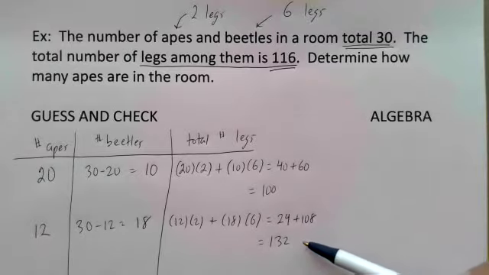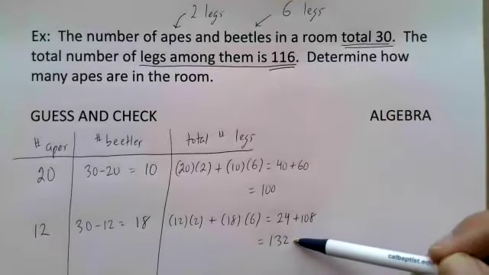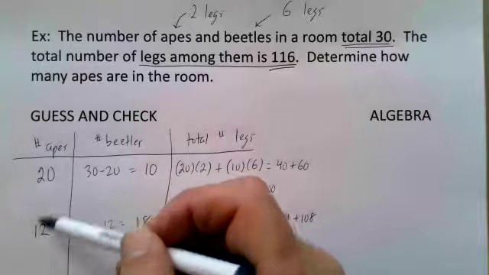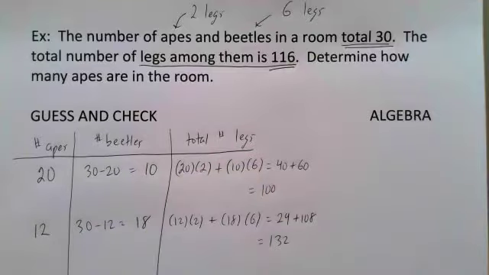We're actually too big now. We had too small an amount of legs here, and now we have too many legs. So we know my answer for apes at least is somewhere between these two. Okay.